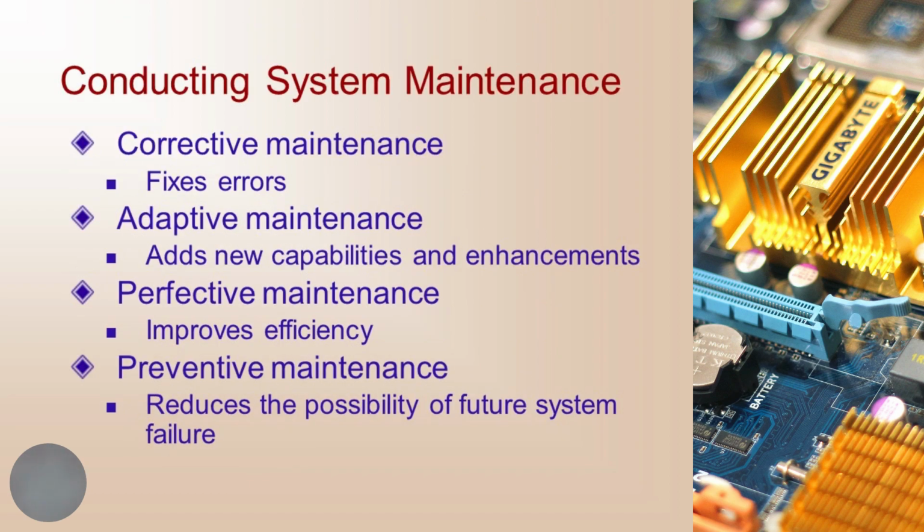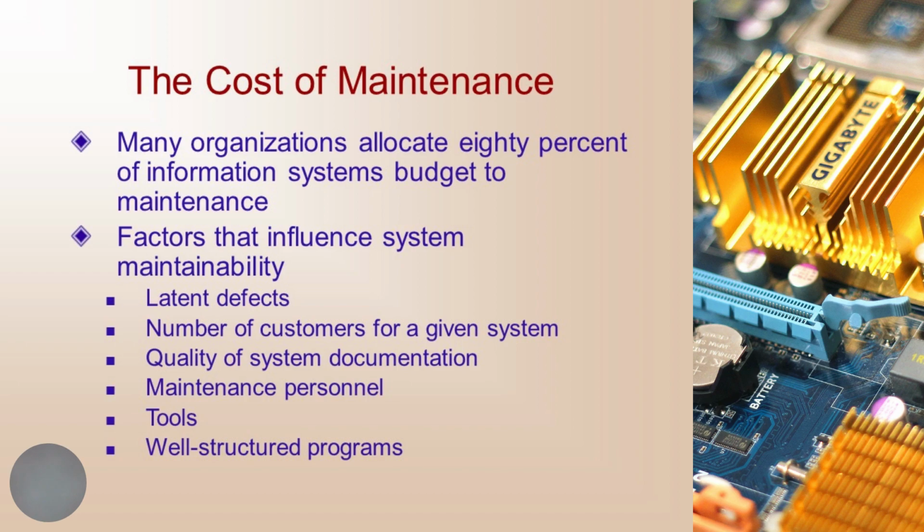Now let's proceed to conducting system maintenance. Corrective maintenance fixes errors. Adaptive maintenance adds new capabilities and enhancements. Perfective maintenance improves efficiency. Preventive maintenance reduces the possibility of future system failure. All maintenance has its costs. Many organizations allocate 80% of the information systems budget to maintenance. Factors that influence system maintainability: latent defects, number of customers for a given system, quality of system documentation, maintenance personnel, tools, and well-structured programs.